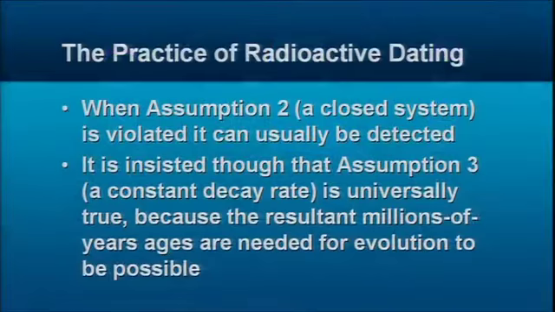However, it is insisted that assumption number 3, that is a constant decay rate, is universally true. It's supposed to be a universal condition, just like the speed of light, that they say can't be violated. Why? Because the resultant millions of years ages are needed for evolution to be possible, as we discussed this morning.